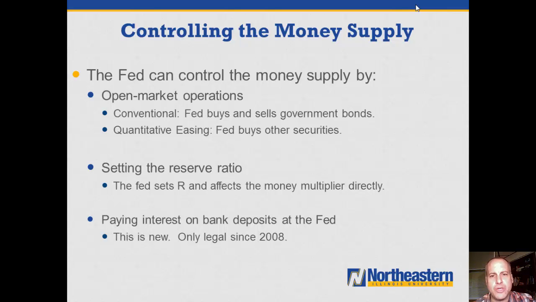So how does the Fed control the money supply? Well, they control the money supply through open market operations, and conventionally, traditionally, the Fed has done this by buying and selling government bonds. More recently, they've engaged in a policy of quantitative easing, where they buy other securities, including some other forms of treasury bonds, and also some mortgage-backed securities. More recently, they bought very large amounts of mortgage-backed securities from government agencies like Fannie Mae and Freddie Mac.